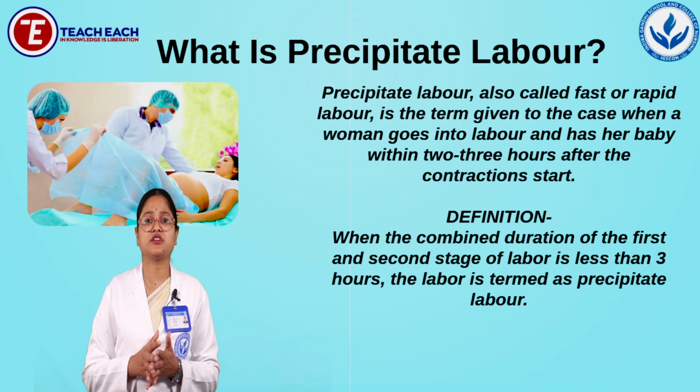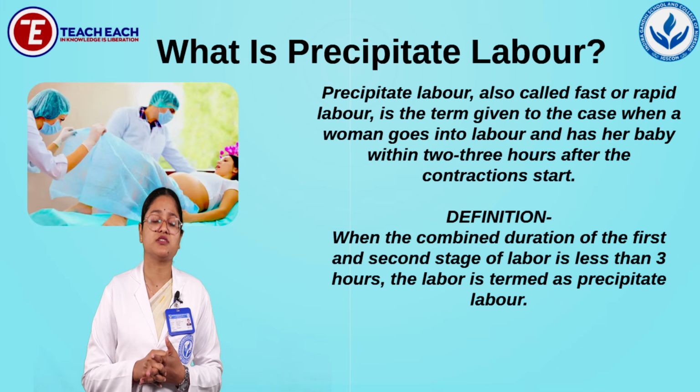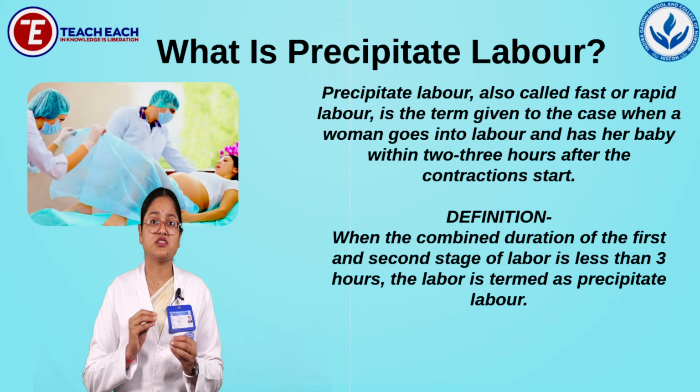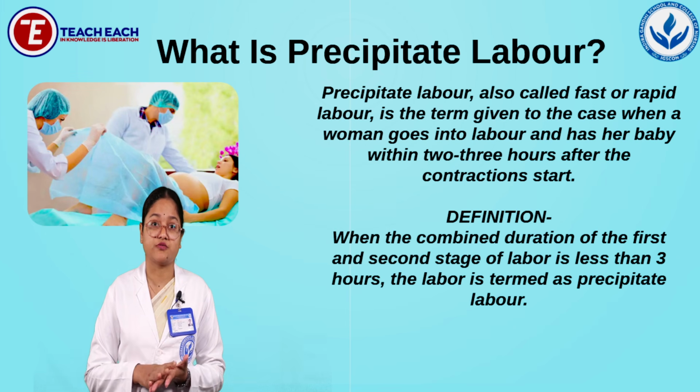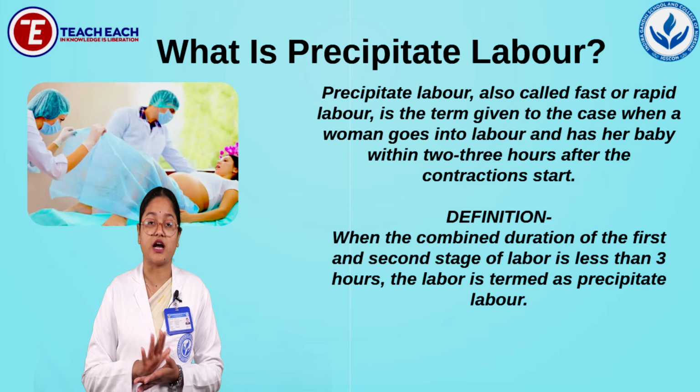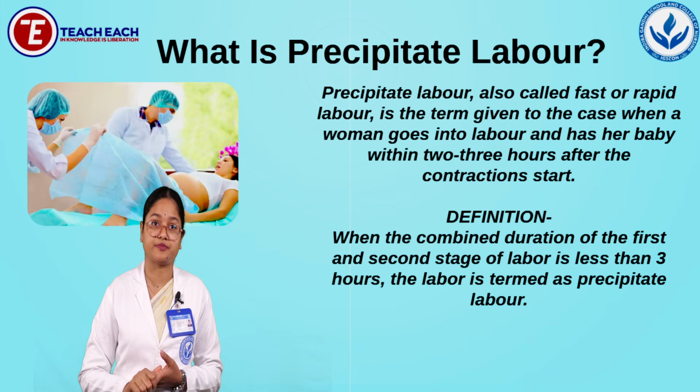And there is another definition we can see: when the combined duration of the first stage of labor and all the 3 stages of labor, which normally would be about 16 to 18 hours, is less than 3 hours, that labor process is known as precipitate labor.